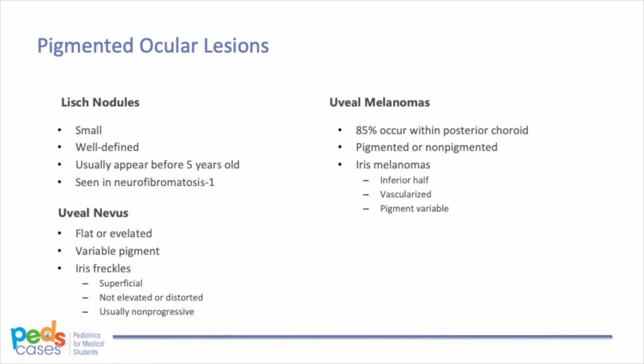Uveal melanomas appear as pigmented or non-pigmented lesions. They typically present during adolescence. Iris melanomas are usually at least 3 mm in diameter and 1 mm thick, usually in the inferior half of the iris, and associated with blood vessels. The pigment is often variable and the tumor progresses slowly. Most advanced tumors are treated with enucleation, while radiotherapy and local excision may be used for smaller, less advanced tumors.